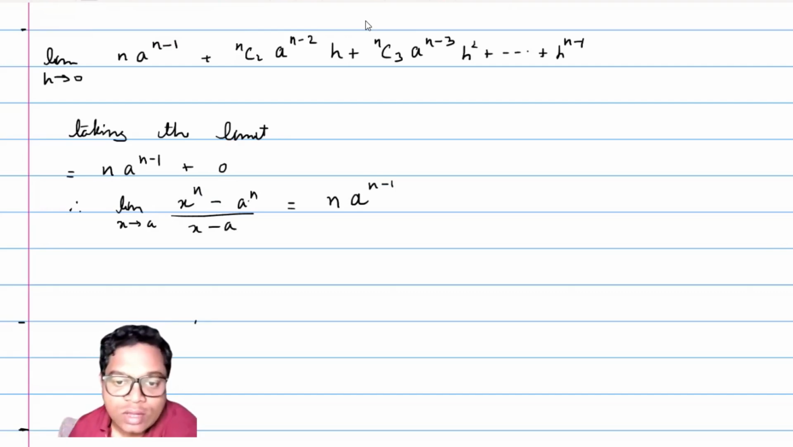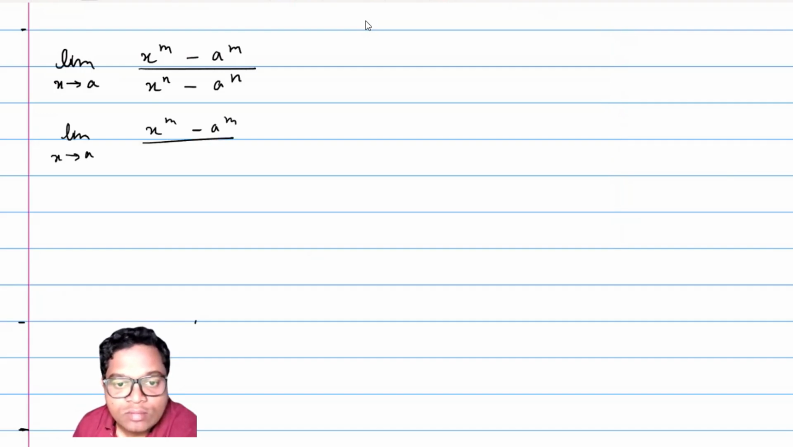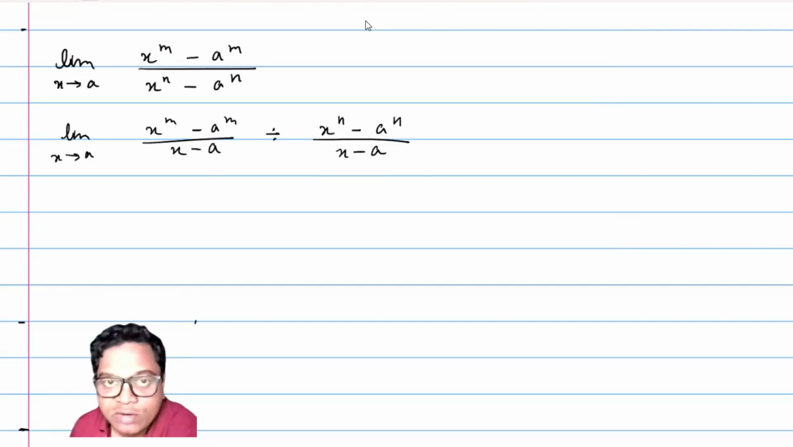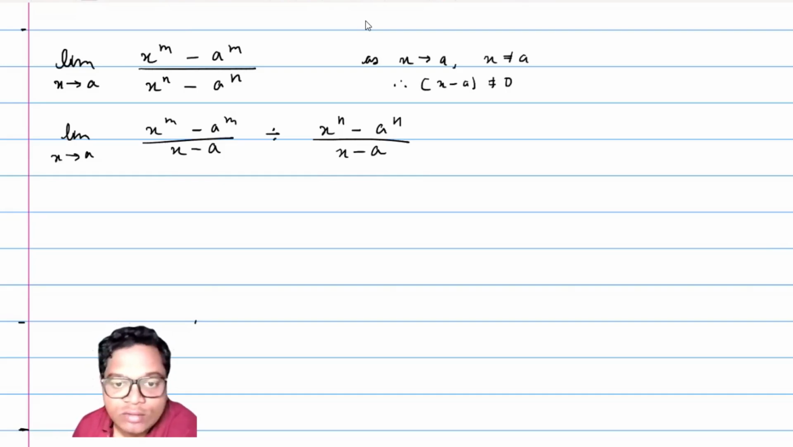Now there is another part to the same property. I'll show you that. Limit x tends to a, (x^m - a^m)/(x^n - a^n). So in this, if we divide by x minus a, how can we divide it? We know that as x tends to a, x is not equal to a. Therefore, x minus a is not equal to 0. Because it is not equal to 0, we can divide it.